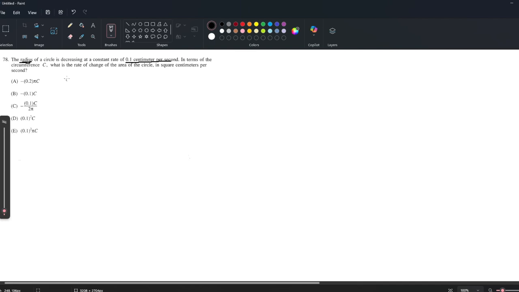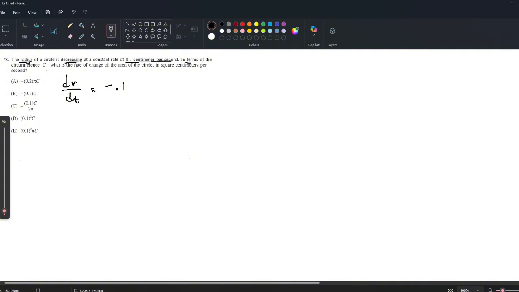The problem gives a rate per second. So this is telling us that the radius of the circle is decreasing at a constant rate of 0.1 centimeters per second. So when it's telling us that, it's basically telling us that dr over dt, which is the change in r, is negative 0.1 centimeters per second. And it's negative because we're decreasing. If the radius had been increasing, it would have been positive 0.1. So now for the rest of the problem, let's see what else they use.